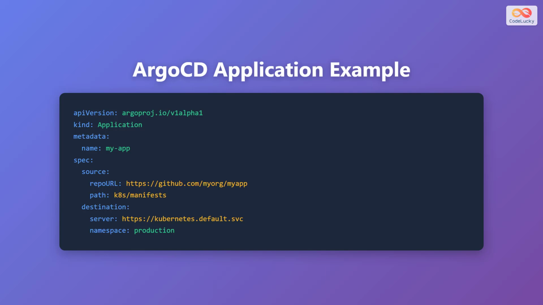Second, the destination section defines where the application should be deployed. The server field points to the Kubernetes API server, and you can use the default value for the cluster where ArgoCD is running. The namespace field specifies which Kubernetes namespace your application should be deployed to. Once you apply this application resource to your cluster, ArgoCD will automatically monitor the Git repository and keep your application synchronized with the desired state defined in Git.